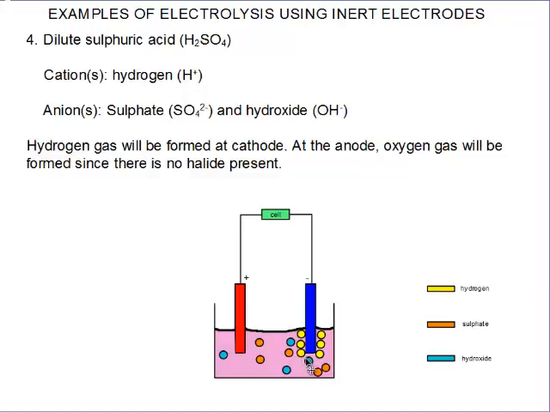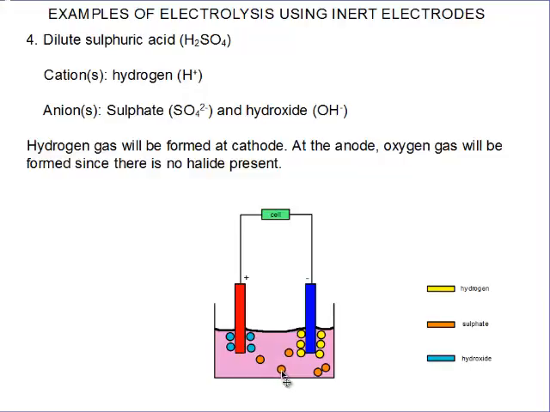Now we have two anions. We have the hydroxide and then we have the sulfate. Now the sulfate is not a halide. Since it is not a halide, everything favors this hydroxide ion. This hydroxide ion will move, gain electrons, and then oxygen will be released.